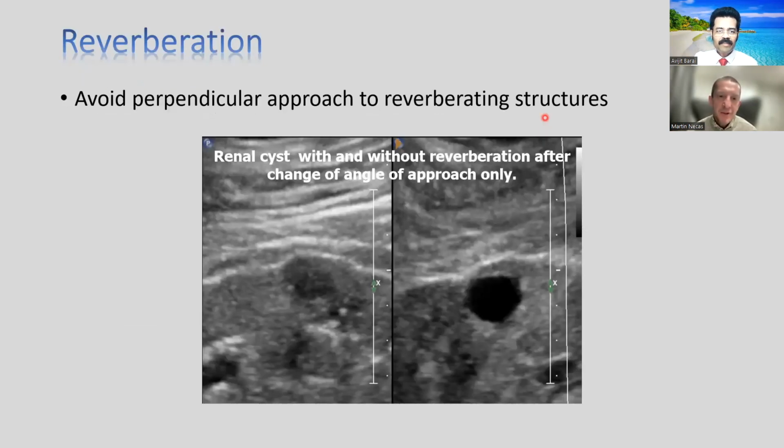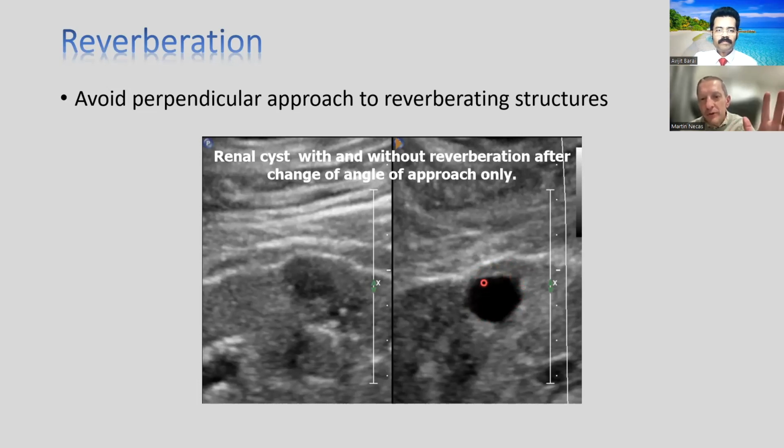And this is another good example. Yes. So reverberation artifact is annoying because it's quite tricky to remove from the image. And this is a nice example where the operator had identified a renal lesion. The lesion appeared solid on the left-sided image, but in fact, it's actually a simple cyst. So how did the user adjust the image, or what did they do?